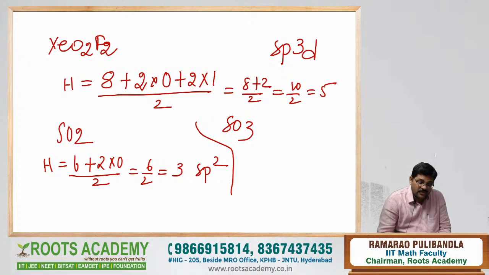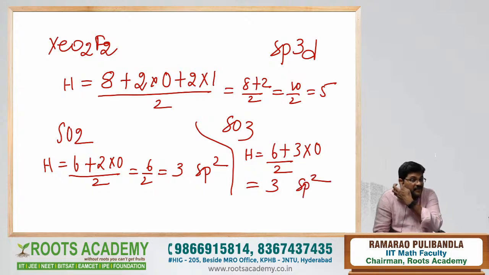Come to SO3. Hybridization H is equal to sulfur, which belongs to the sister group, 6, plus 3 into 0, since there are 3 oxygens and oxygen forms a double bond, that's why taken as 0. Divided by 2, that means 6 by 2, which is 3. So what is the hybridization? The hybridization is sp2.